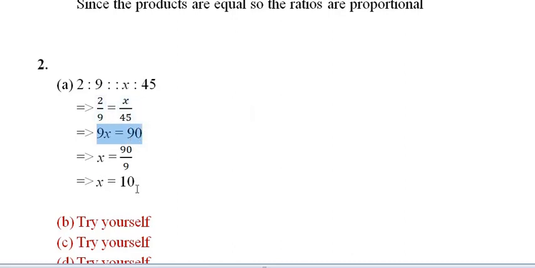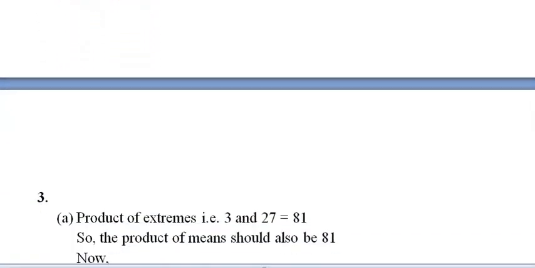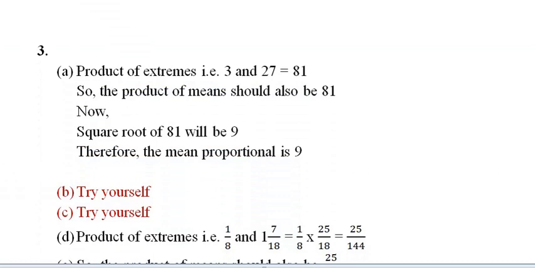So you just have to find the value of x. Basically, what we are doing here is the product of means, 9x, and the product of extremes, 2 into 45, 90. So 9x is equal to 90. This is your product of means, product of extremes. Just find the value of x. Very simple. You can try other questions because it's very, very easy.